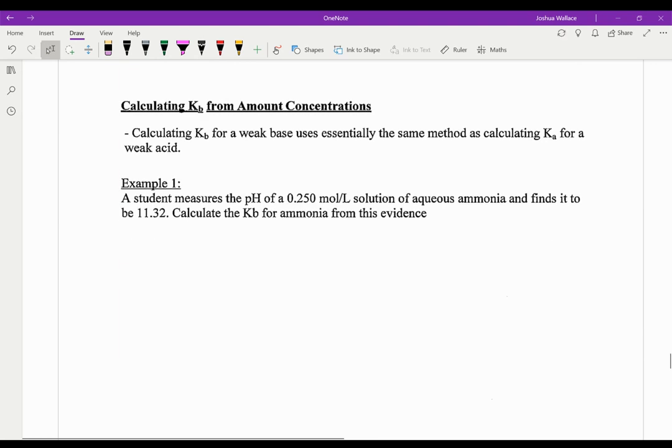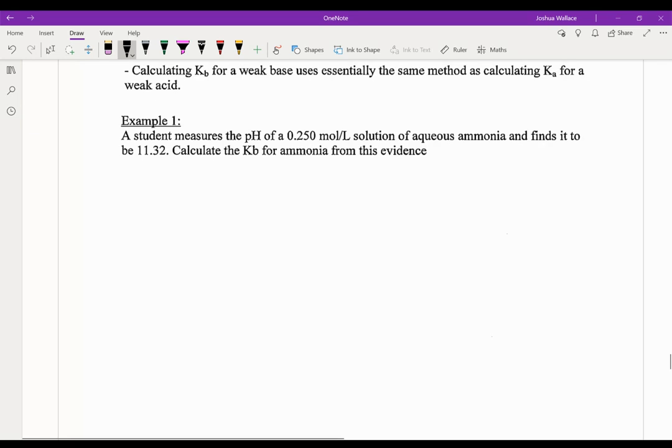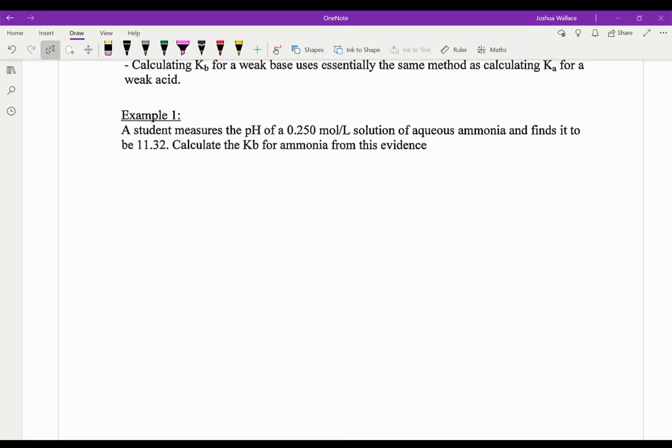All right, we're going to look at calculating Kb from amount concentration. So calculating Kb for a weak base uses essentially the same method as calculating Ka for a weak acid. In this case, a student measures the pH of a 0.250 mole per liter solution of aqueous ammonia and finds it to be 11.32. Calculate the Kb for ammonia from this evidence.